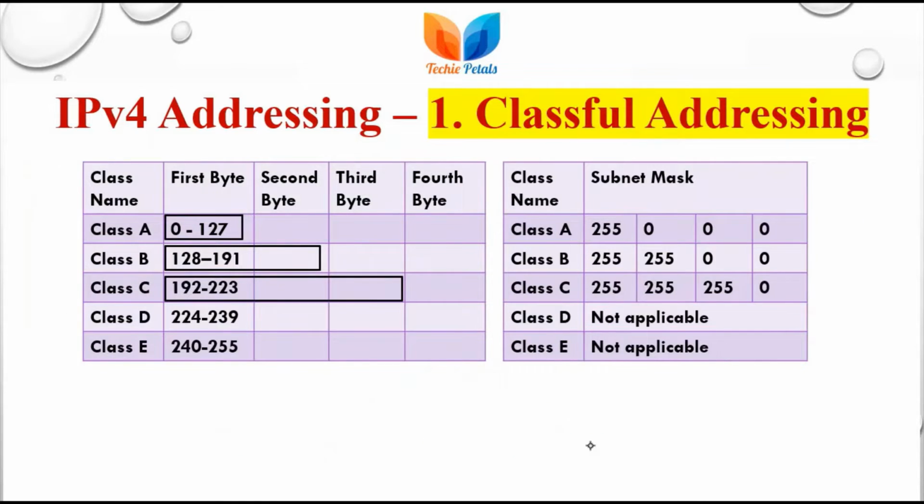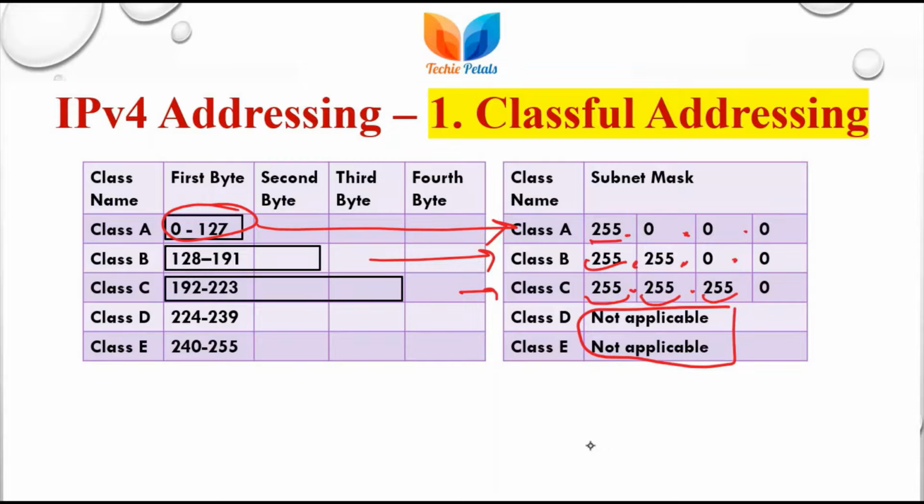So here we have the subnet mask corresponding to each class. For class A, the subnet mask is 255.0.0.0, because we have only one octet as network ID. For class B, we have 255.255.0.0, and for class C we have 3 octets as 1, 255.255.255.0, and these subnet masks are not applicable to these two classes.